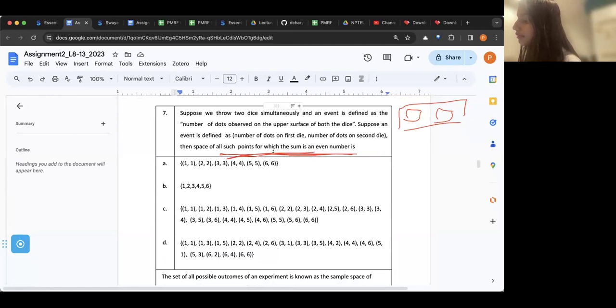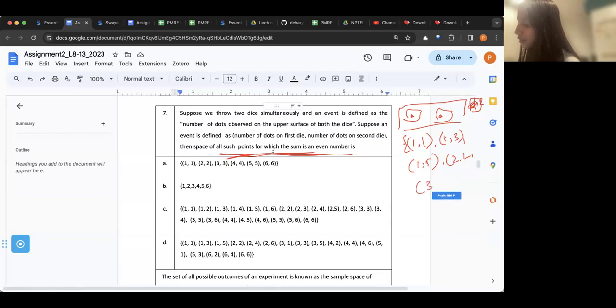So the sum can be an even number if 1 and 1 occurs, like 1 dot and 1 dot is 1 plus 1, 2. So it can be this, or it can be 1 comma 3, which is 4. When you do 1 comma 2, it is 2 plus 1, 3. The sum is an odd number, so that is wrong. So 1 plus 3 is 4, so that is correct. Or it can be 1 comma 5, which is 6. And then again 2 comma 2.